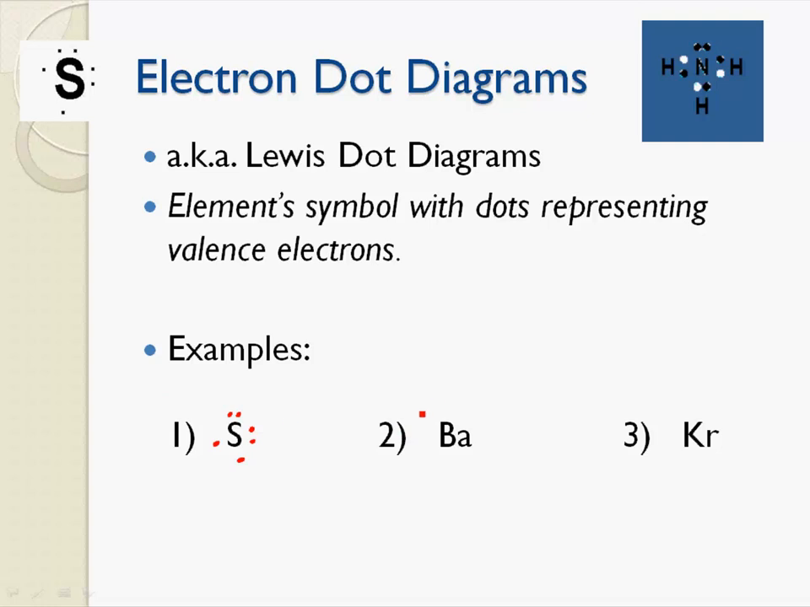Barium, okay? That is in group 2. Barium has 2 valence electrons, so I'm just going to put 2 dots around barium, okay? Krypton, Marcella, what about krypton? Where does that fall on the periodic table? What's that last group? It's group 18, or otherwise known as group 8A. There's 8 valence electrons. It's a noble gas. It is happy, just like it is.